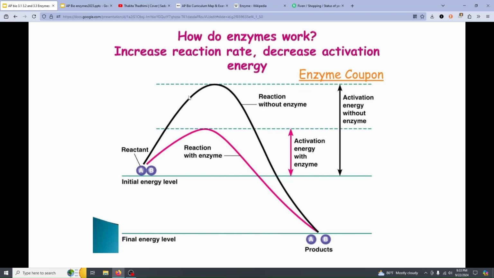So if you're given an image like this, and they say that this is a reaction without the enzyme, this is the reaction with the enzyme, you should be able to point out that this is the activation energy without the enzyme. So that's the line from the starting point, which is the substrate's energy, to the transition point. And this is the activation energy with the enzyme. And this difference between the substrate and the product's energy is the free energy, otherwise represented as delta G.